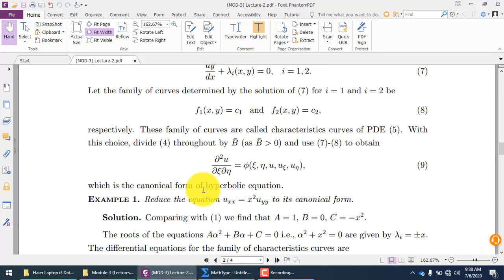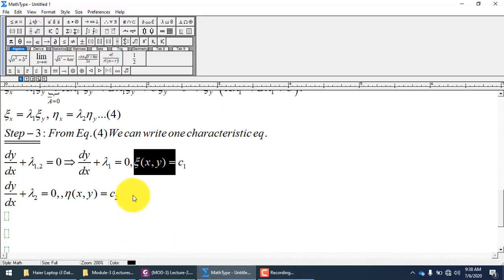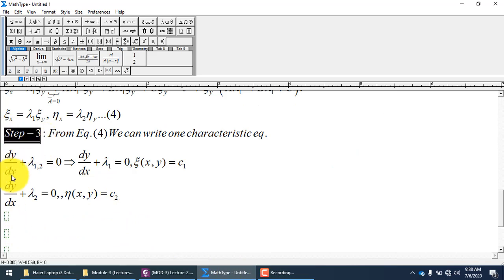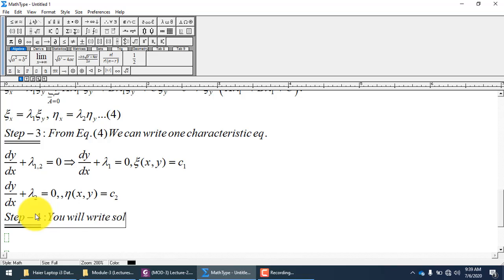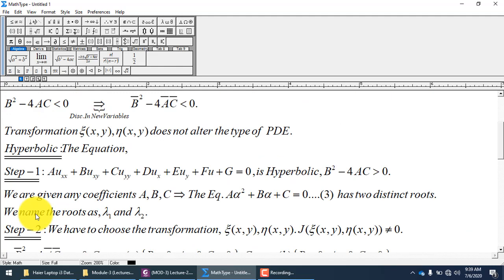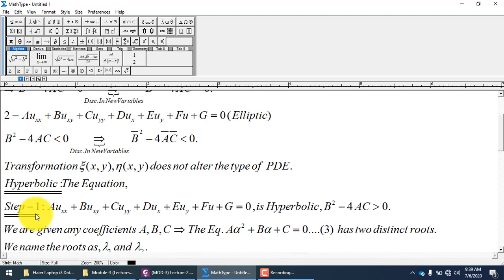So this was the last step, the third step that you will solve, and in the last step you will write up your equation into suitable form. This is what I was trying to explain in the slides. So you will write the solution in suitable form also. So this is the last step. These are the 4 main steps in which you can calculate the canonical form for hyperbolic.